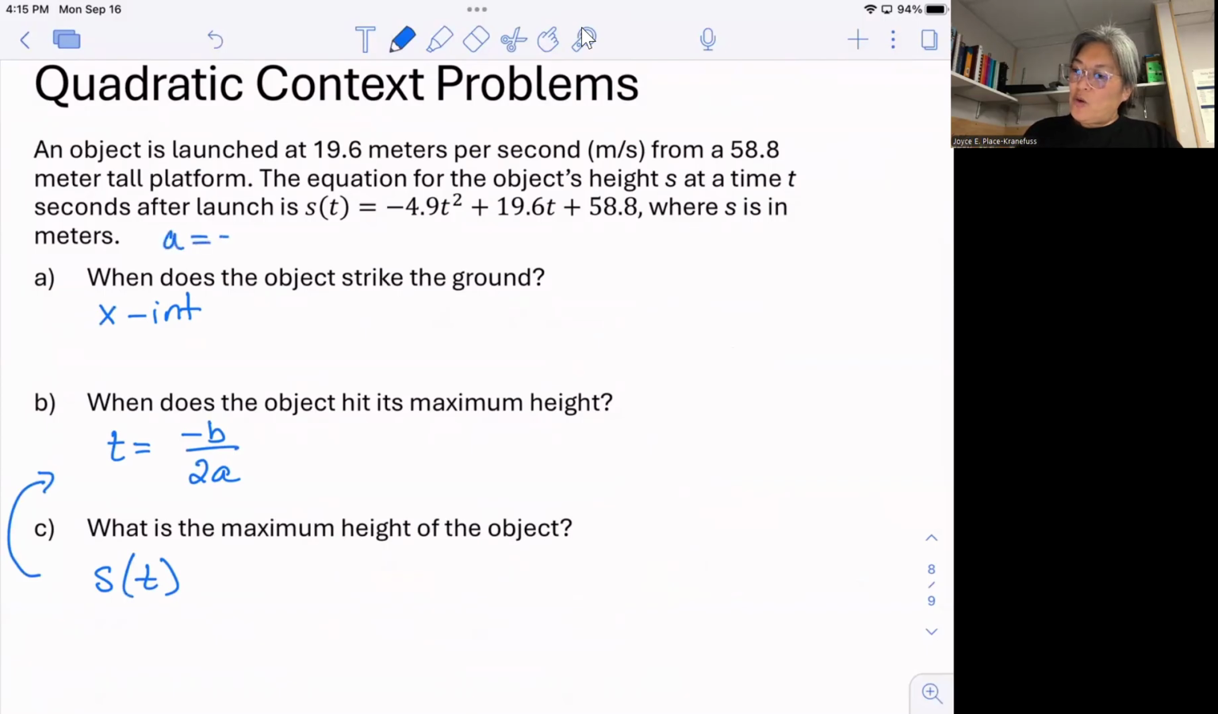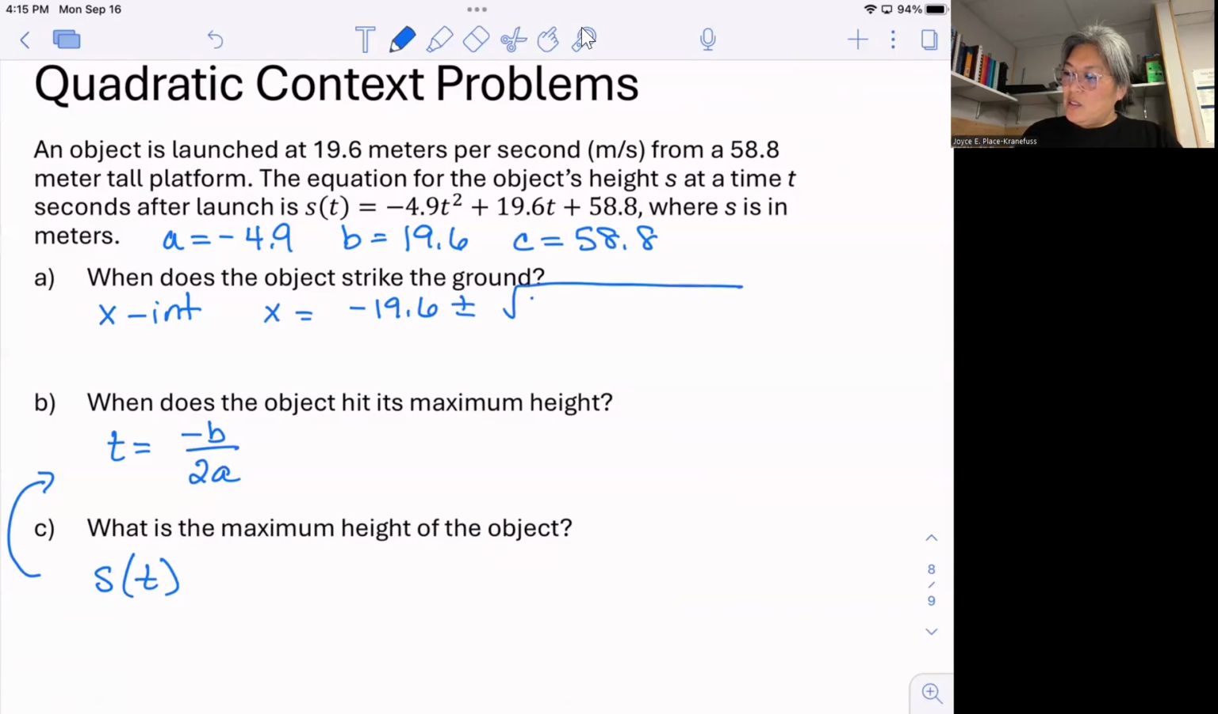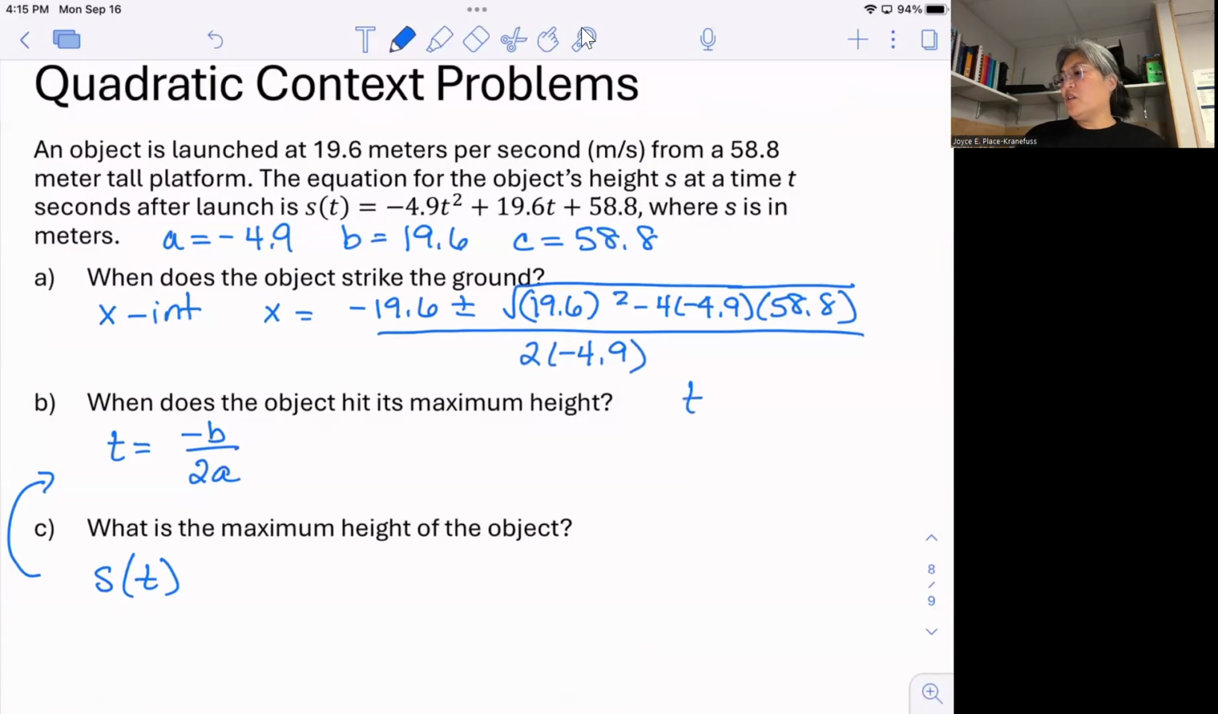So if a is negative 4.9, b is 19.6, and c is 58.8, t is equal to negative 19.6 plus or minus the square root of 19.6 squared minus 4 times negative 4.9 times 58.8, all over 2 times negative 4.9. I will tell you the values of t are... my phone calculator is not working, so here's my real calculator.